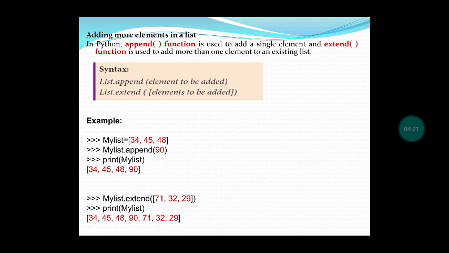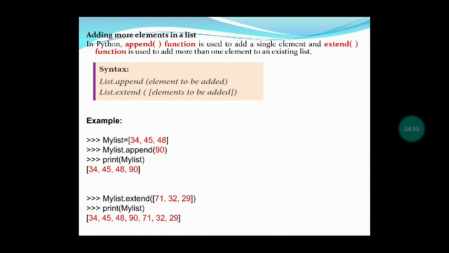Here, next line, what we have given: my list dot append of 90. So we are adding one value. For that purpose we used the append function. So we are printing, and what we will get finally is that the 90 value will be added. That is 34, 45, 48 and 90 is added at the end of the list. That is append. Append means adding.